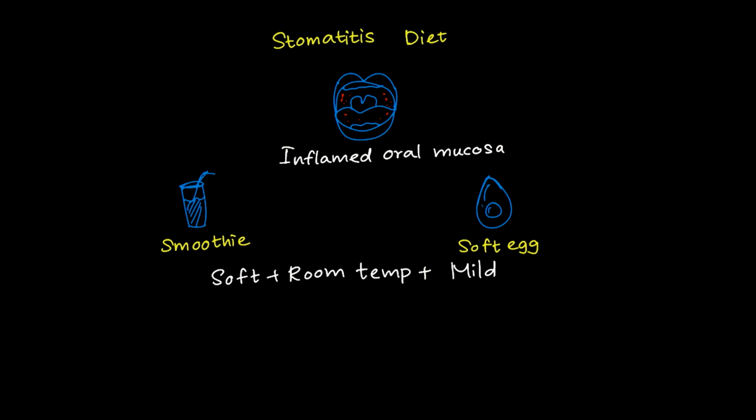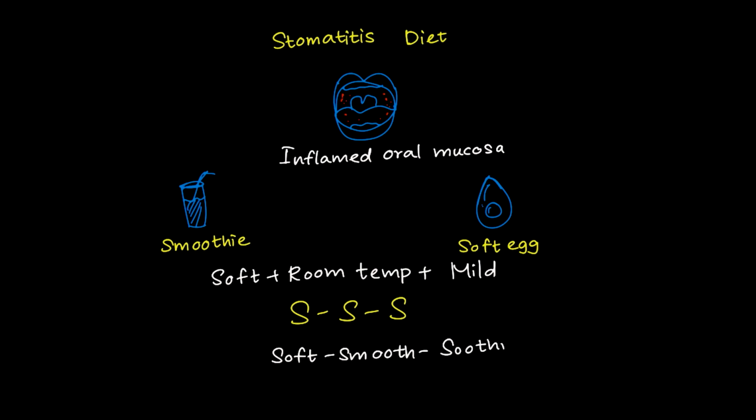Hot spicy soup burns tissue, and citrus juice stings open ulcers with acid. Crunchy toast and raw carrots scrape fragile surfaces and can tear the lining. Salty chips abrade sore tissue, and sour pickles hit with both acid and salt. For stomatitis, think cool, soft, and bland. That is the one option that supports comfort and keeps nutrient intake steady during recovery.